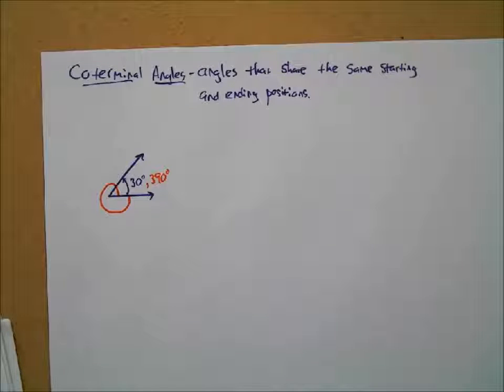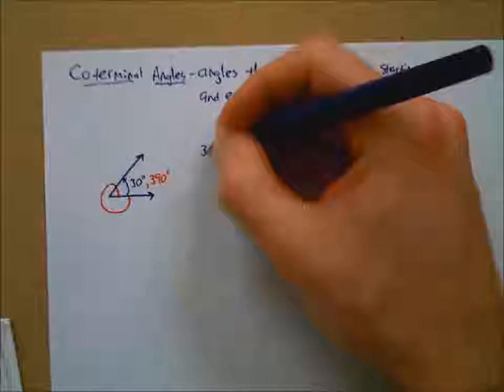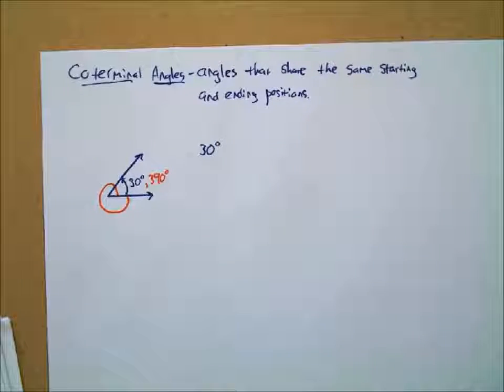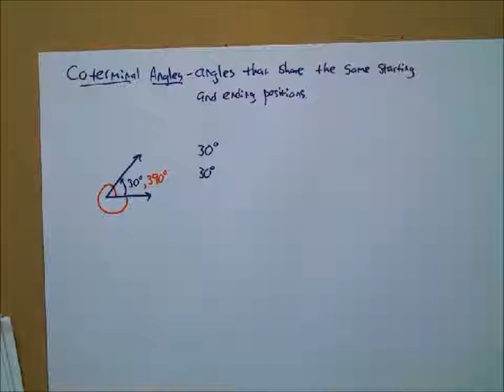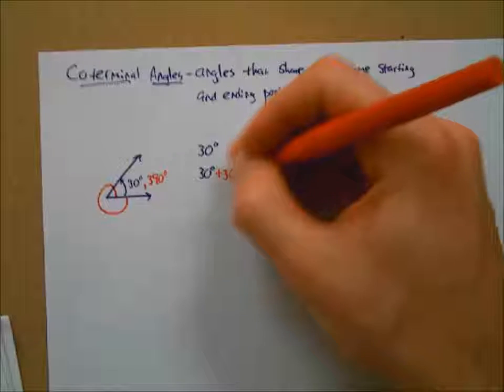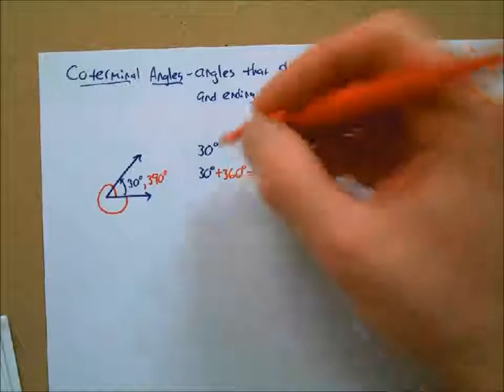All right. So what did we do there? We took our 30-degree angle that we started with, and we added 360 degrees to it. And that gave us 390 degrees. And these are, again, coterminal.